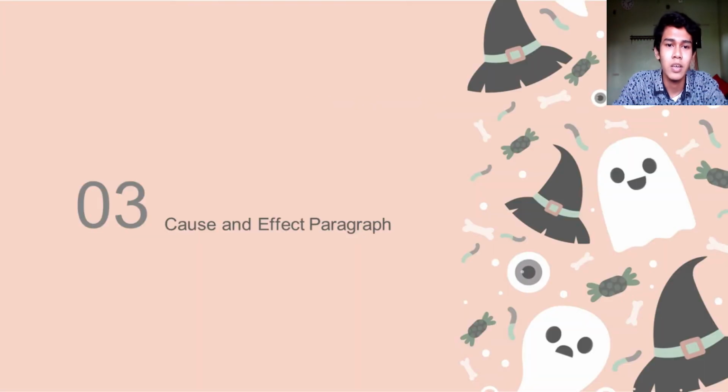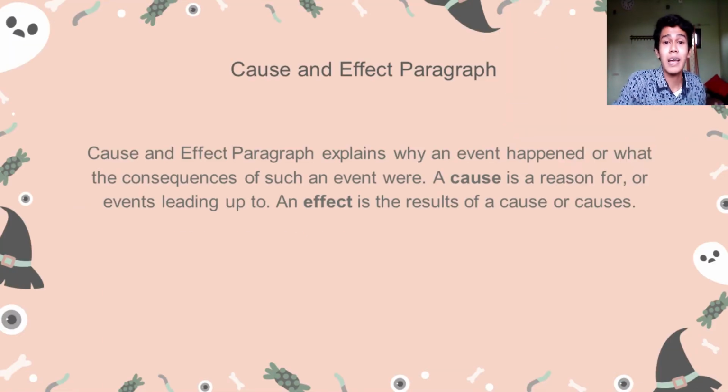Okay, next. 3 is cause and effect paragraph. A cause and effect paragraph explains why an event happened or what the consequences of such an event were. A cause is a reason for or event leading up to something. An effect is the result of a cause or causes.